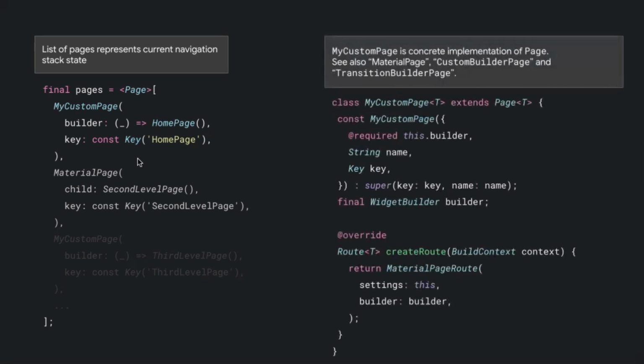And usually you have a child, but if you would like to have a builder for your page, you can do it by just extending a page and having a widget builder. But you can also keep different types in your list of pages, and there will be different behaviors depending on which page will be added to the top or removed from the top.